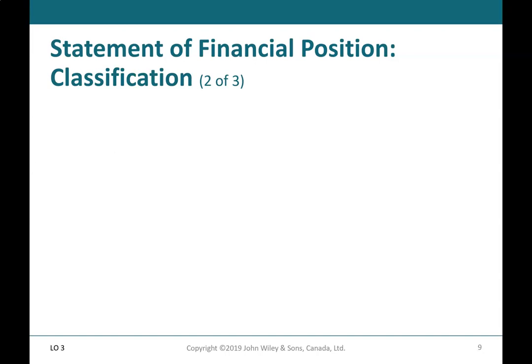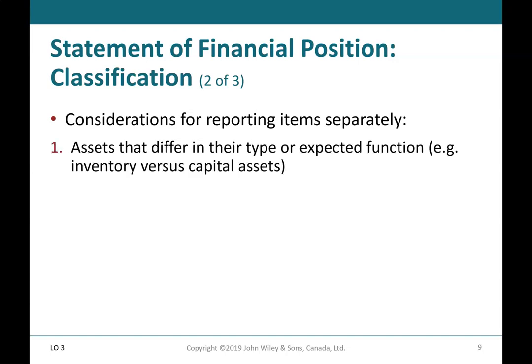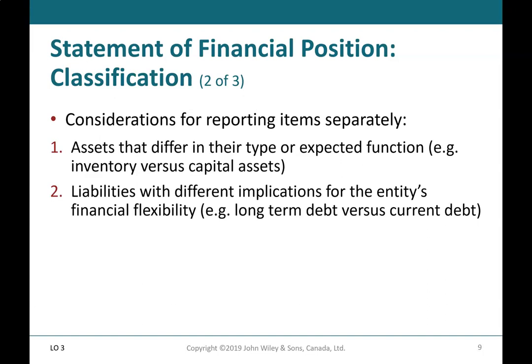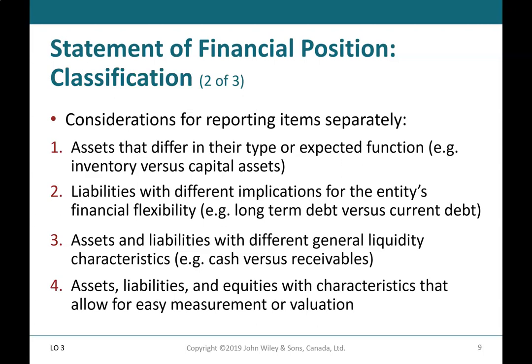Statement of financial position classification, 2 of 3. Considerations for reporting items separately: 1. Assets that differ in their type or expected function, for example, inventory versus capital assets. 2. Liabilities with different implications for the entity's financial flexibility, for example, long-term debt versus current debt. 3. Assets and liabilities with different general liquidity characteristics, for example, cash versus receivables. 4. Assets, liabilities, and equities with characteristics that allow for easy measurement or valuation.